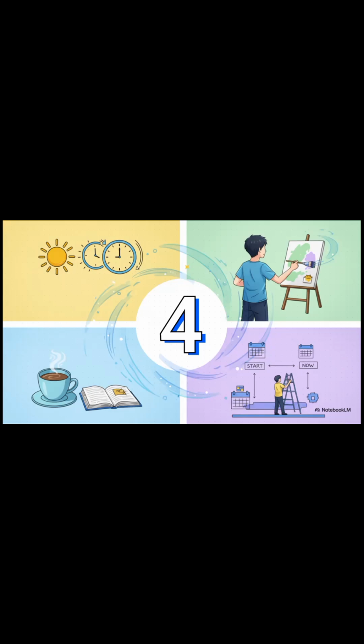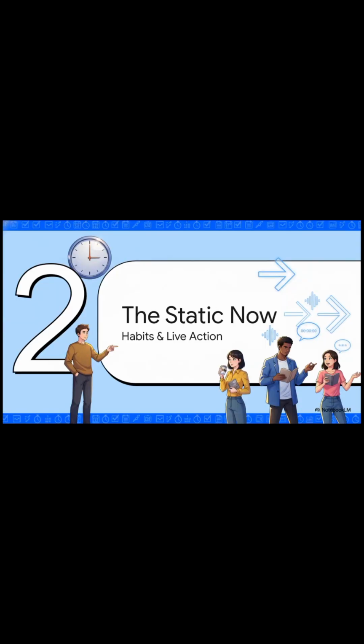And here it is, the answer to that first question. There are four distinct types of present tense in English. You can think of each one as a different camera lens that gives you a totally unique view of the present moment. Okay, so let's dive into our first section.